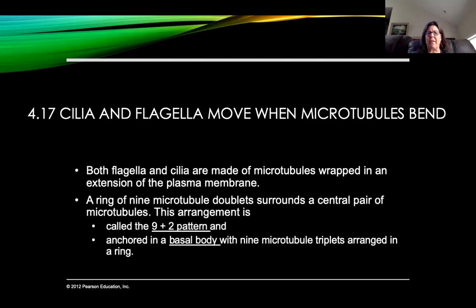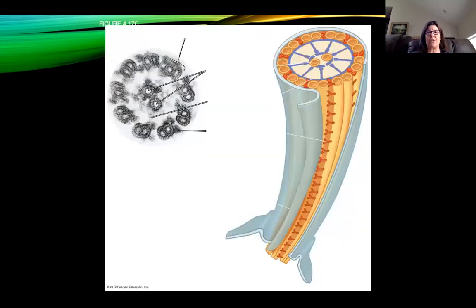We have what's called a ring of 9 microtubule doublets surrounded by a central pair of microtubules. So we tend to call this a 9+2 pattern, and it is anchored in what's called a basal body. This is in both the cilia and the flagella. If we have a picture here, you can see these 9 doublets. And again, these doublets are proteins.